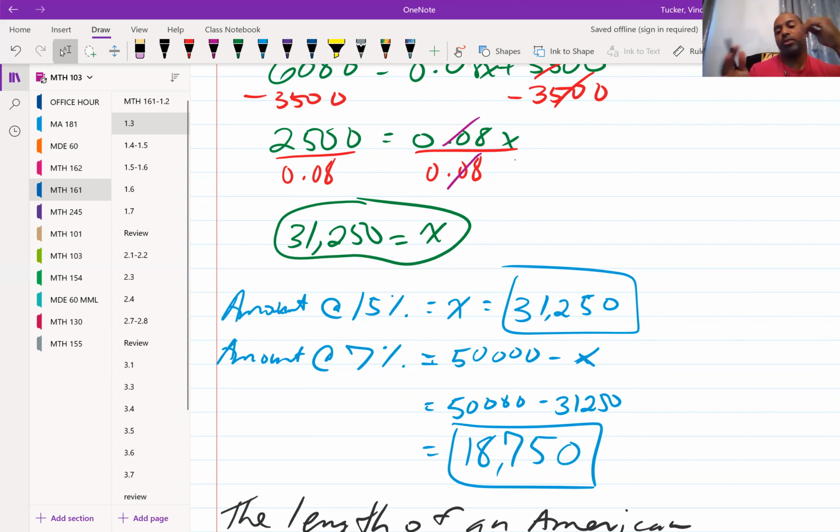So the way it worked, remember I told you it didn't matter whether you use X for the one account and 50,000 minus X for the other, or if you flipped it. So let's say you had said 7% was X, and then 15% was 50,000 minus X. After you'd done your work, you would have come down and got 18,750, and then you subtracted that from 50,000, and then you would have had that answer. So you would have got the same answers regardless, just in reverse order.